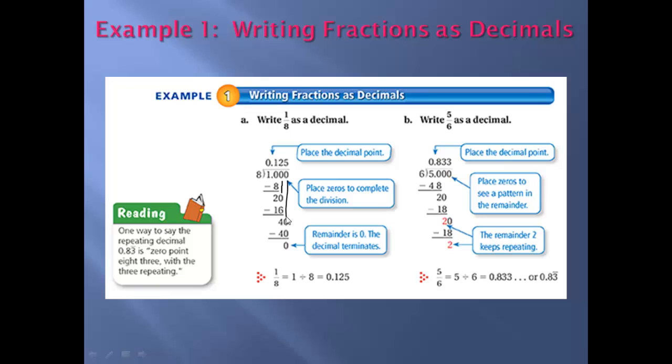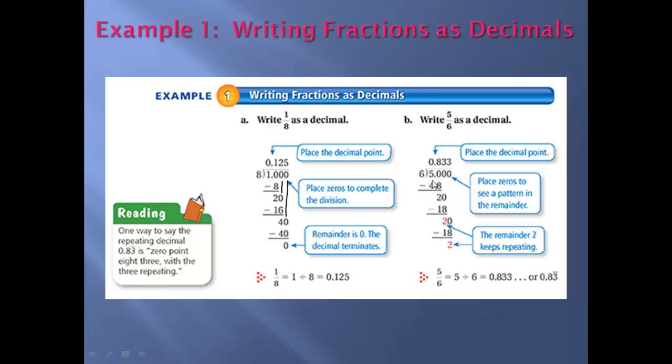8 goes into 40 5 times. 5 times 8 is 40. When we subtract, we get 0. Therefore, our answer is 0.125, or 125 thousandths. For B, we're going to write 5/6 as a decimal. This would be 5 divided by 6.